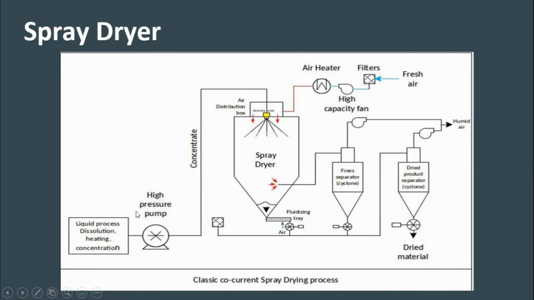The high-pressure pump supplies the feed to the spray drying chamber. The ducts and the blowers are used for the pneumatic transports.